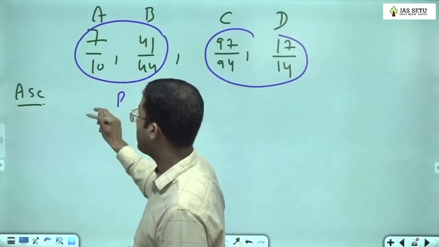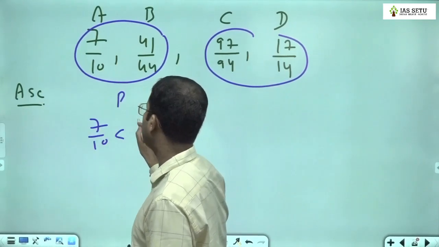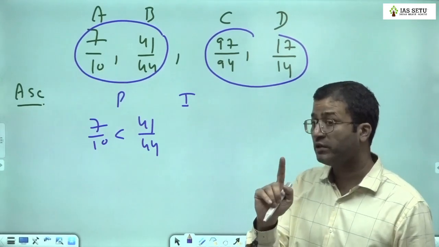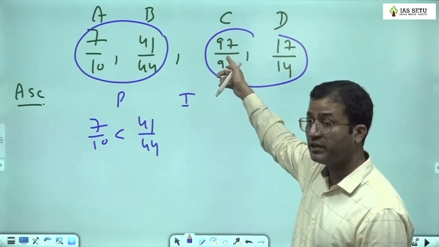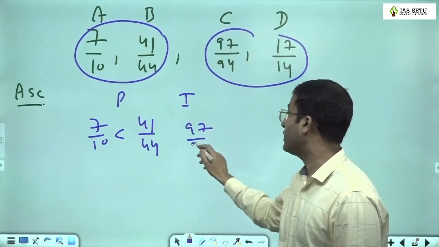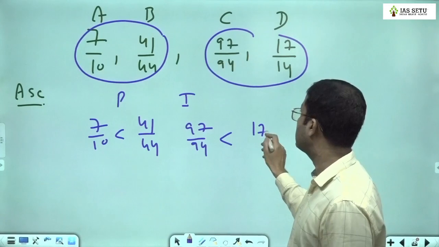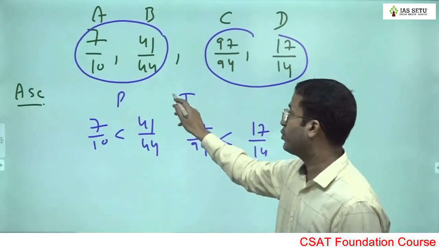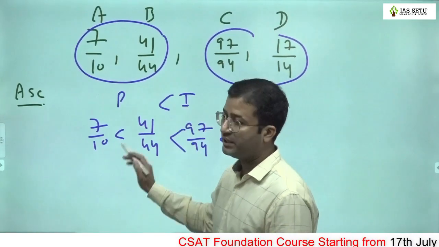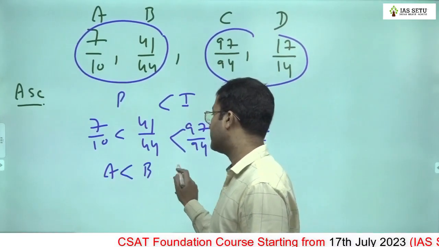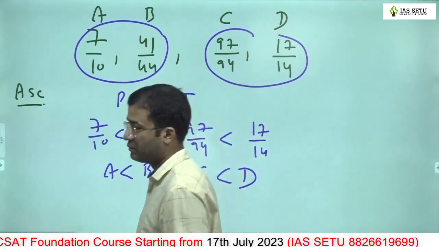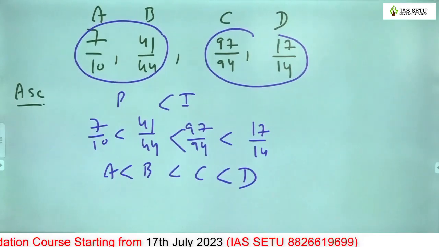Simple rule: 7/10 is smaller than 41/44. Whereas in improper we have to be careful, as when the numerator and denominator are bigger, the value is smaller. So 97/94 is smaller than 17/14, and improper are greater than proper. So it is already in ascending order. A, B, C, D. Any doubt in this question?